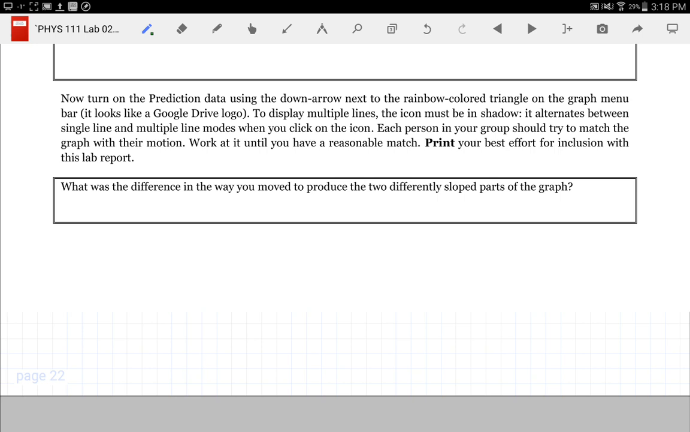Then we go on to part 2. I'm going to stay here for part 2. Part 2 means click on the tab for part 2. Shocking. What's different about this graph? It's velocity versus time. You're doing all the same things, but now with velocity versus time. And that's the end of the lab.